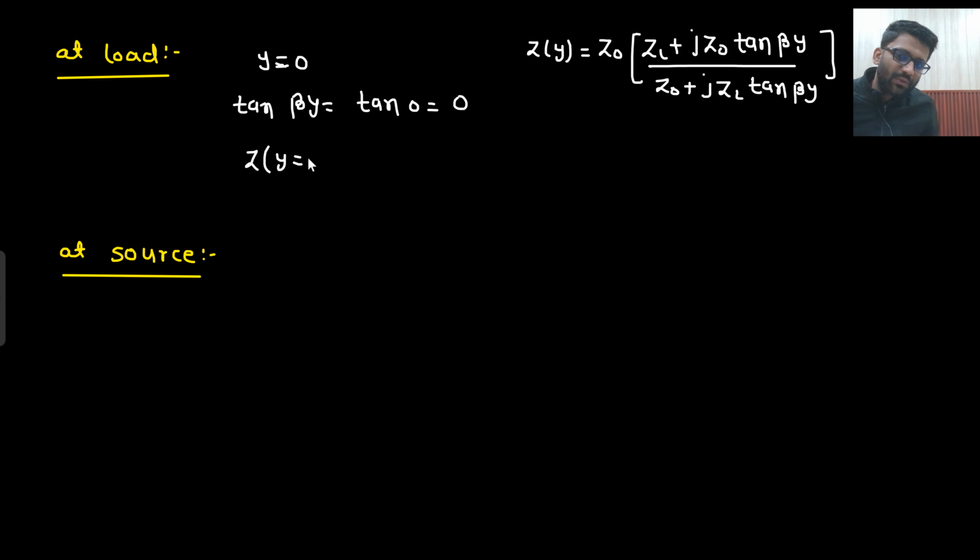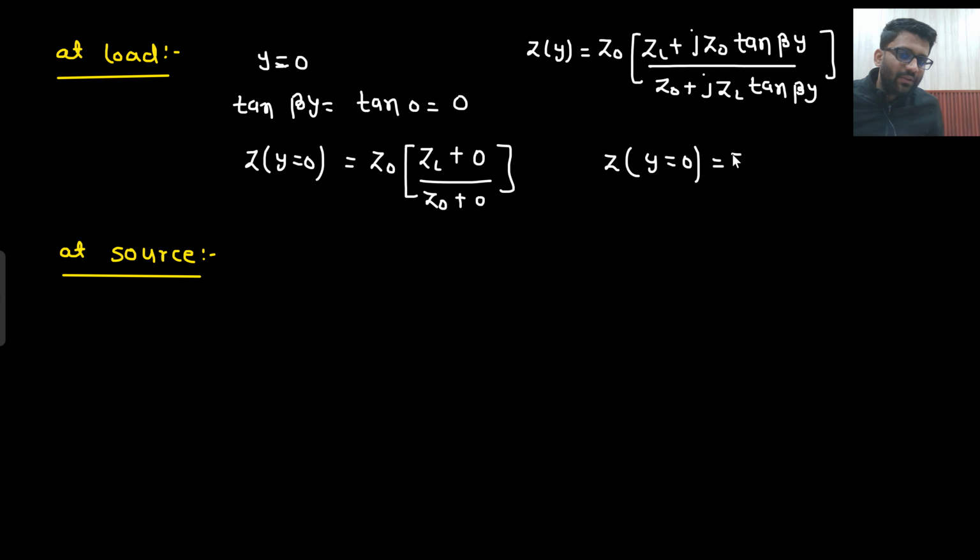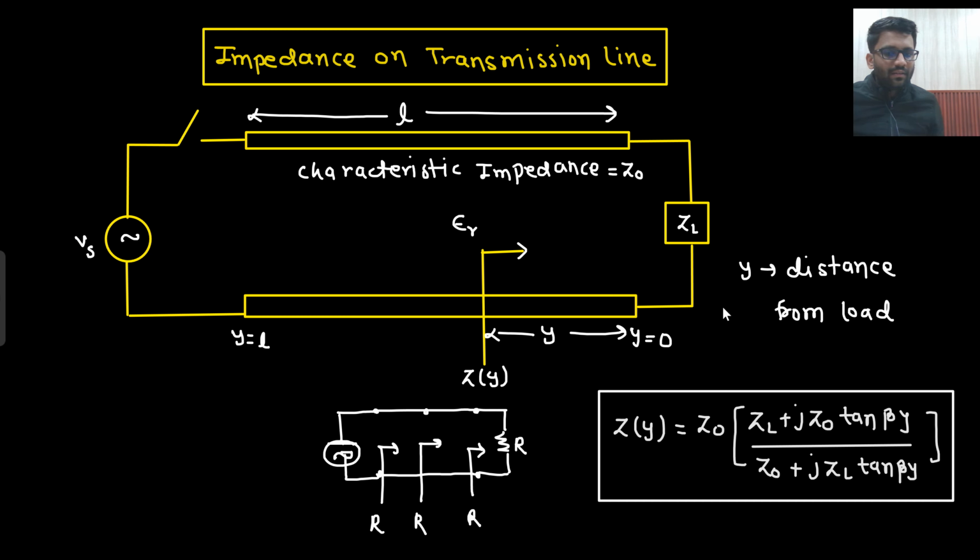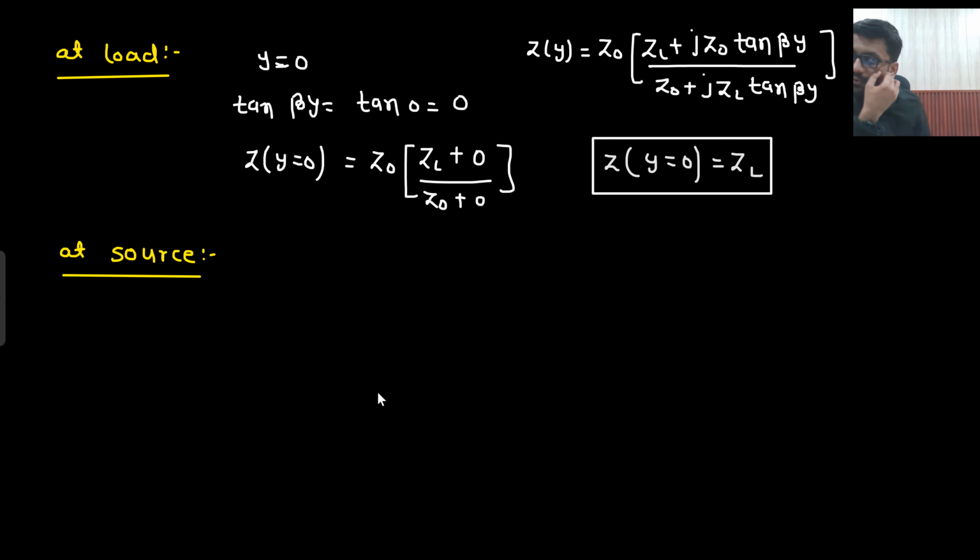Basically, Z at y equals 0, what are we getting? Z0 into ZL plus 0, divided by Z0 plus 0. So what are you getting? Z at y equals 0 is ZL only, which is pretty obvious, right? At the load, you should have got the impedance equal to ZL only. If you are at y equals 0, your impedance is ZL only. But at a distance y from the load, your impedance is Z0 into ZL plus jZ0 tan beta y upon Z0 plus jZL tan beta y. Is that clear to you?